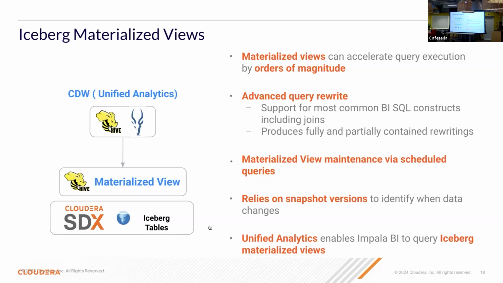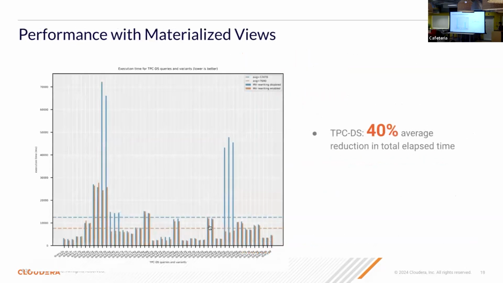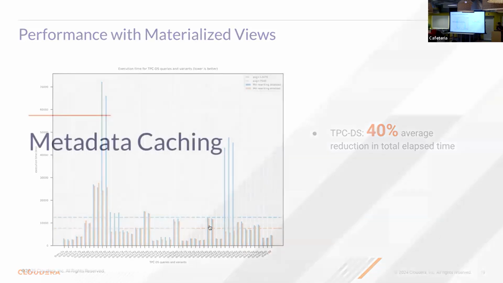So we have been heavily investing in the Iceberg materialized view, and you can see our contribution in upstream as well on this particular part, right? Upstream community. So with this, let me show you the result, right? What we were able to achieve. We tested this on TPC-DS data, and you can see we achieved basically a 40% average reduction in overall total elapsed time that way.